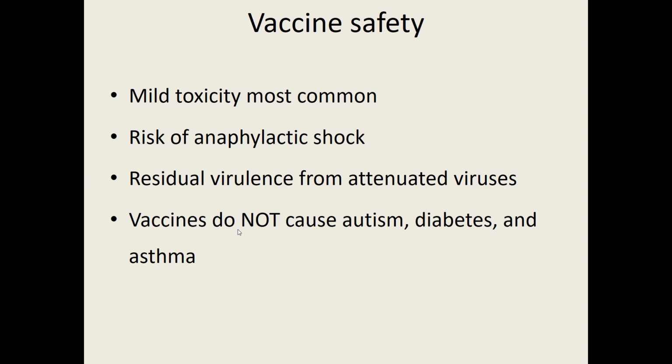Also, if you get an attenuated virus, which means they've just changed it a little bit, it's still a living bacteria or a living virus in the body. Because it's still reproducing in the body, you can get some residual virulence, which means you may still get some symptoms of that particular pathogen before your immune system gets rid of it. But my big note on there is there is no scientific data that vaccines cause autism, diabetes, or asthma.